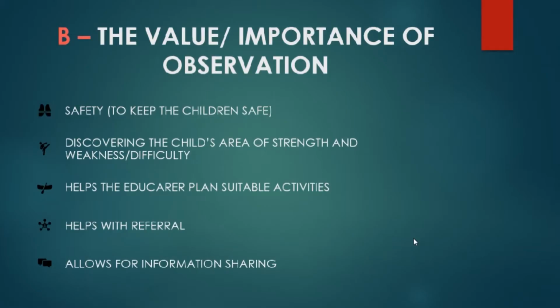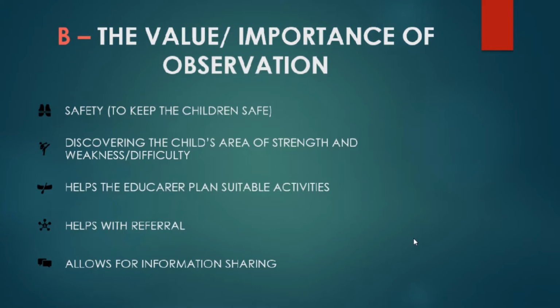Now let's move on to our second point, which is the value or importance of observation. Why are we doing observation in short? We are doing observation because it's necessary. Observation helps us to keep the children safe. Children are there playing, doing what they do best, and what they do best is playing. So it helps us to keep the children safe. We are there observing them, therefore we will be able to see the pitfalls before they even happen and be able to prevent that from happening.